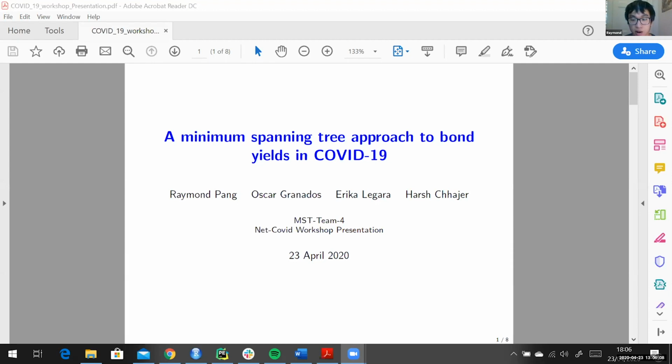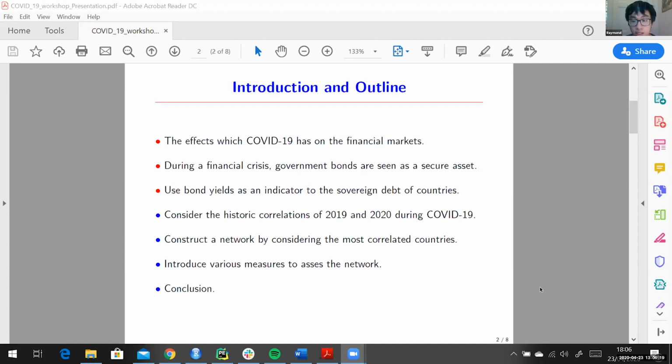Okay, so I'll be presenting. I'm Raymond. I'm part of MST Team 4, and I'll be presenting our work on a minimum spanning tree approach to bond yields in COVID-19. Essentially, we're looking at how COVID-19 affects financial markets, and in particular an instrument we'll be looking at is government bonds.